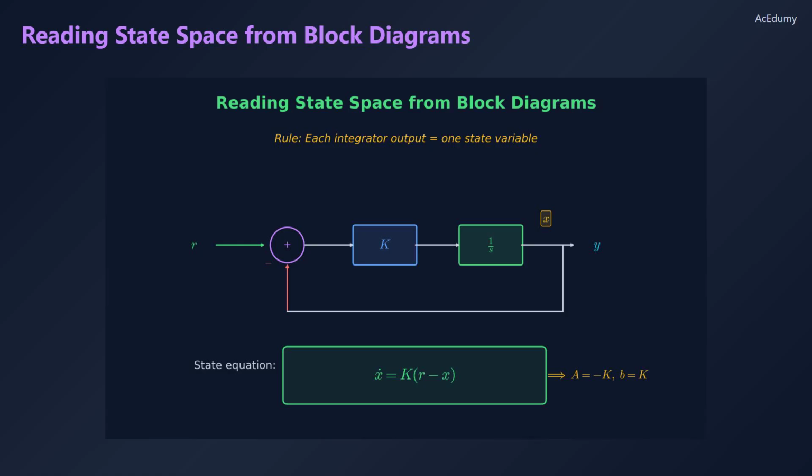Here is a practical rule. To read state space equations from a block diagram, identify each integrator. The output of each integrator becomes a state variable. Then trace the signals to write each state derivative. For example, in a feedback loop with gain K and an integrator, the integrator output is the single state x. The state equation becomes x dot equals K times the reference minus x. This systematic method works for any block diagram, no matter how complex.